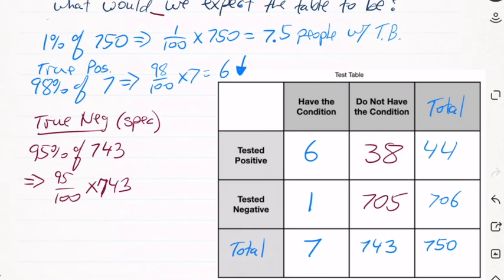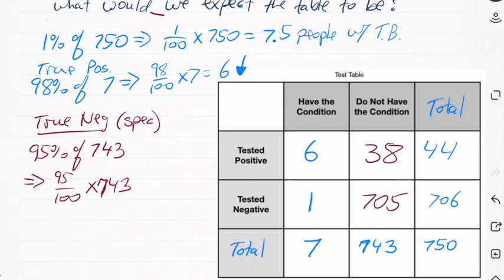And we could double check. 6 plus 744 is 750. And 706 plus 44 is 750. And 44 plus 706 is also 750. All right, so now I can do PPV and NPV based on the numbers in this table.